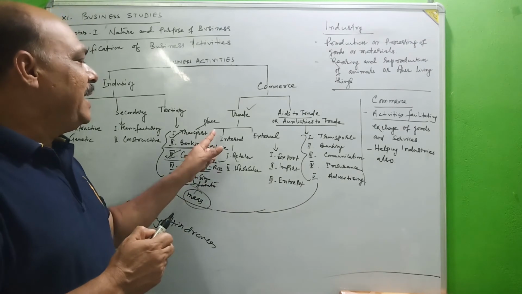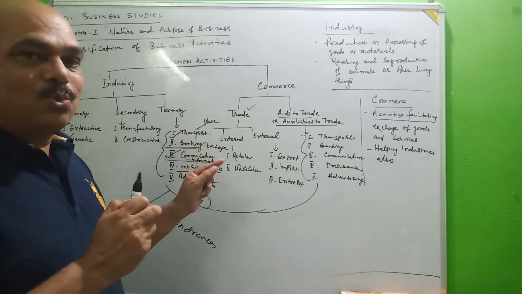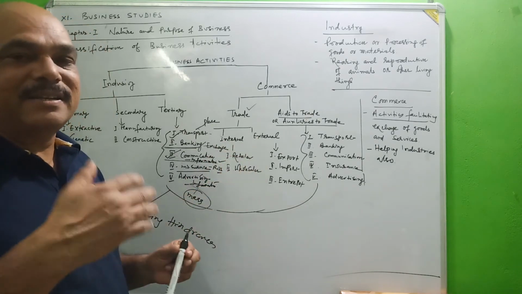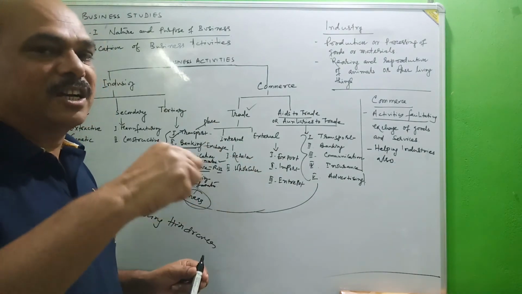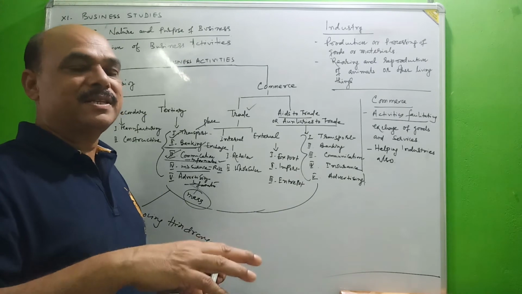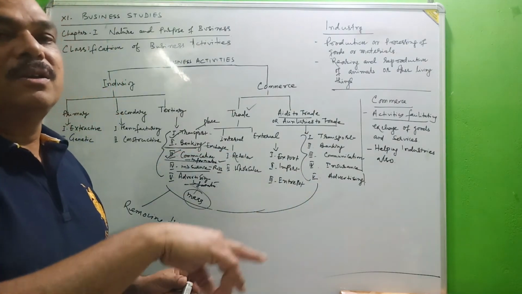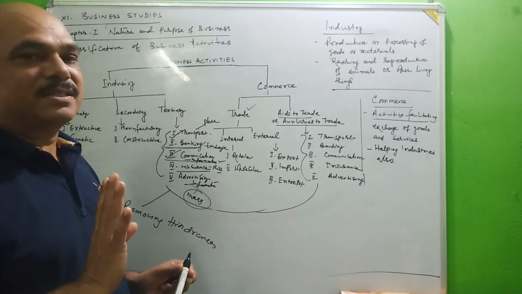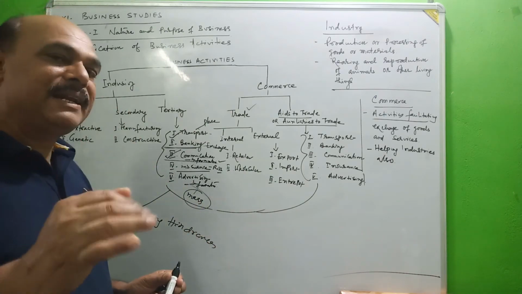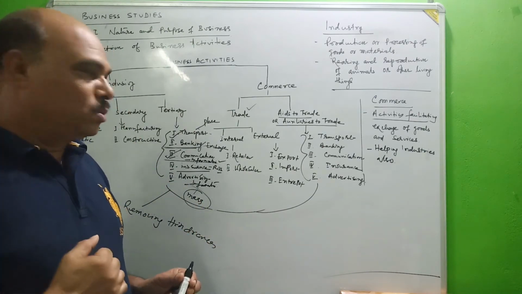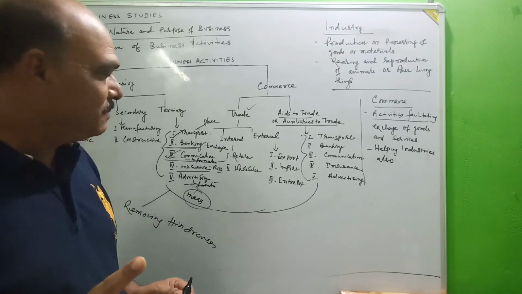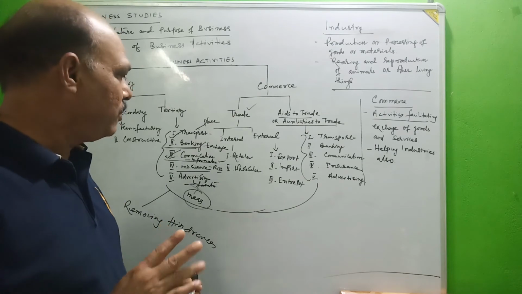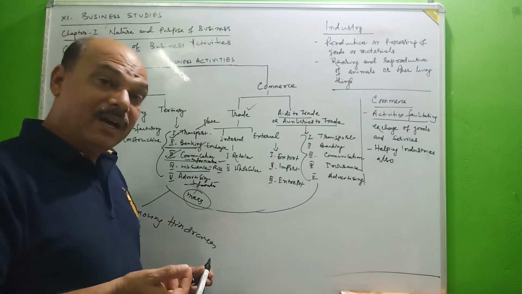This trade has two types, internal and external. Internal means within the country, when the business is confined to the political boundaries of the country, that is known as internal trade. And internal trade has two types of businessmen you can find out, one is retailer, another is wholesaler.